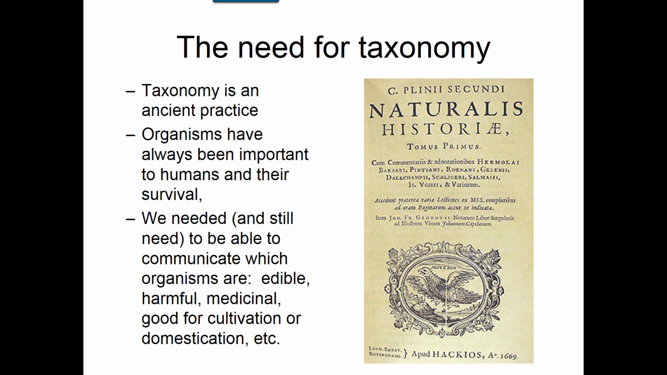Taxonomy is the name of the modern discipline. So the taxonomists are the people who name and classify life forms. But this is a really ancient practice. People have always felt the need to try to name and organize or classify the life forms that they were surrounded by. And that's because organisms have always been important to humans in their survival. So this goes back to Aristotle. This is a picture of a publication by Pliny the Elder, who was an ancient natural historian.